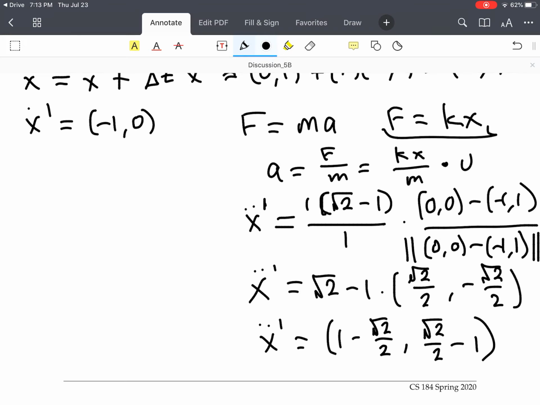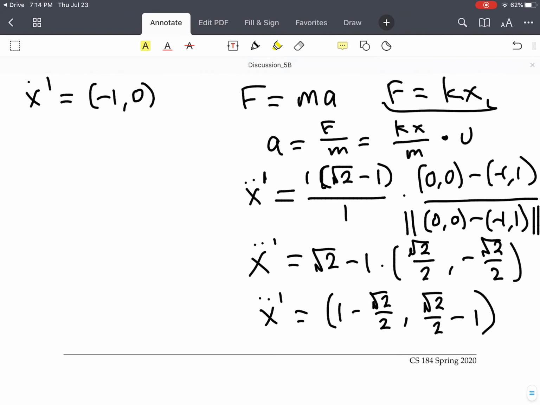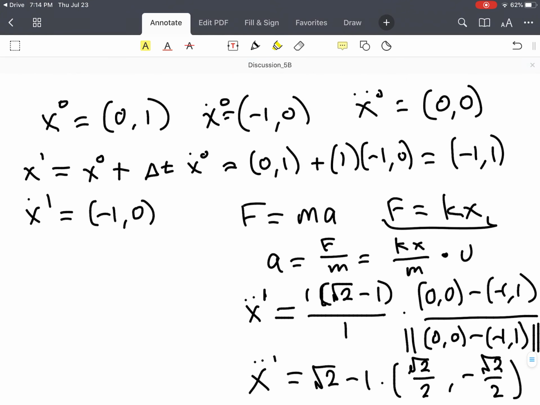Okay, so there we go. We found our acceleration at t equals 1, right? We set up the F equals ma and F equals kx equations, then did some manipulation, plugged in the kx, multiplied by the unit vector, which is important in this case, and then solved out to get our final acceleration. Okay, so now that we have this, let's keep going. I ended up using a lot of space, but that's okay.